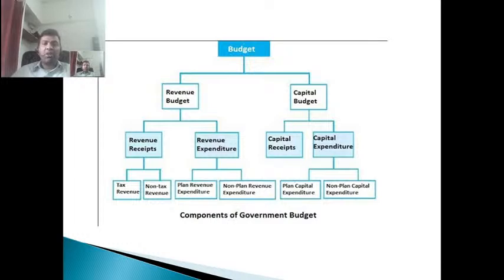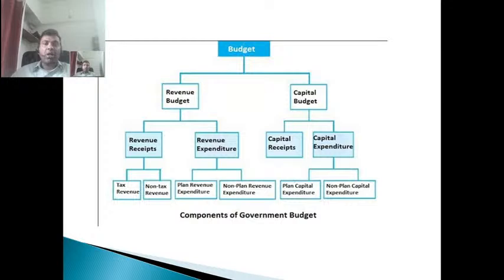So what is budget? Budget is nothing but planning for the next one year. For the upcoming year, they take some data from last year and some data from the current year, and they make a plan for next year. Okay, this is called a budget.